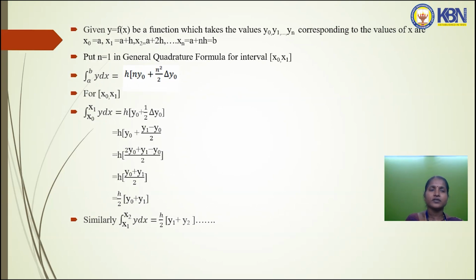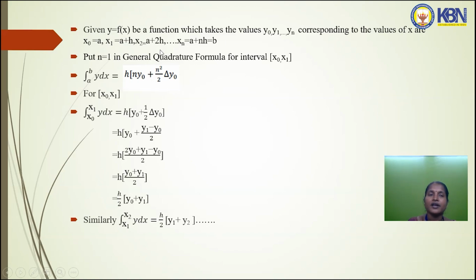First we can write, given y is equal to f of x, a function which takes the values y0, y1, y2 and so on up to yn, corresponding to the values of x: x0 is equal to a, x1 is equal to a plus h, x2 is equal to a plus 2h and so on, xn is equal to a plus nh is equal to b.